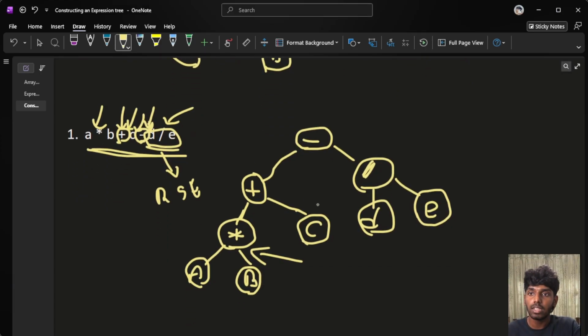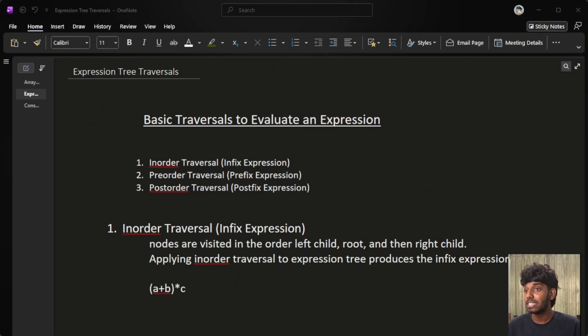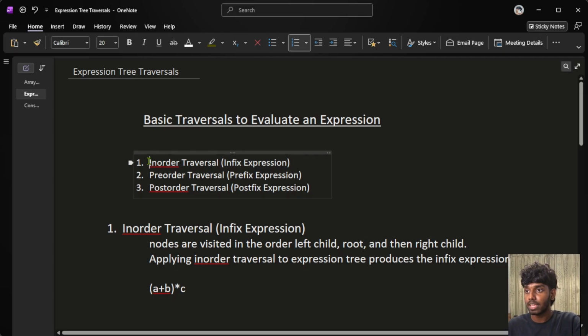So I think you all have some idea about how to construct an expression tree. So right now I'm going to talk about the basic traversal to evaluate an expression. The traversal is the process of visiting all the nodes of the tree with certain procedures. As you can see, we have three traversals: the in-order traversal, the pre-order, and the post-order traversal.